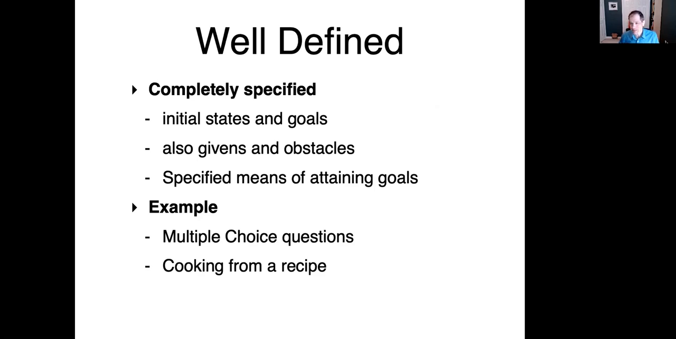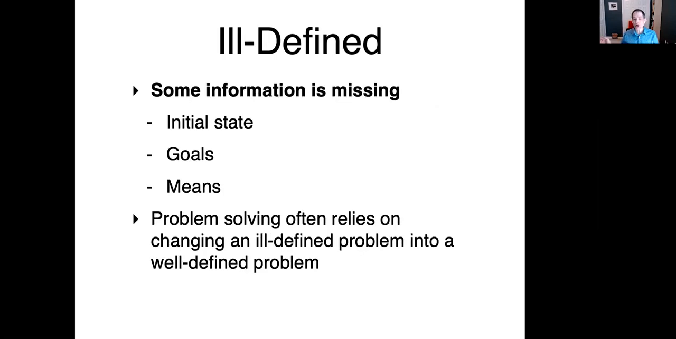Cooking something from a recipe, especially if it's a well-designed recipe, is a clearly defined problem. You don't have food, you've got a series of steps. Now you do have food, right? Well-defined. But a lot of problems are not well-defined. Some of the information is missing. Maybe you don't know there's a problem yet. So the initial state is not well defined. Maybe you don't know the goals. So the goal state is not well defined. Maybe you're lacking some information about some of the means.